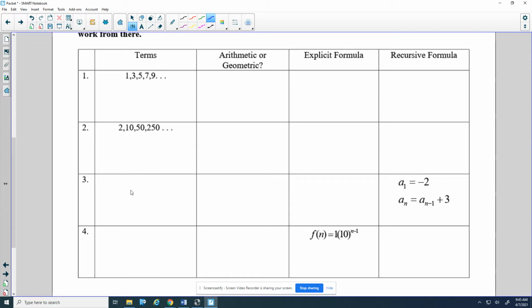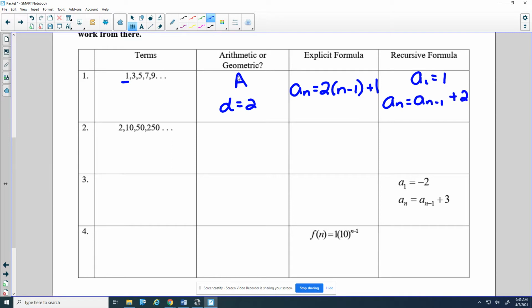Okay, so looking at my first one, I see that we have arithmetic because we have an adding pattern with a d value of 2. So that means my explicit formula, a sub n equals d, which is 2, times n minus 1, plus a sub 1, and a sub 1 is 1. Recursion, I'm starting with a 1. To get to the next term, I take the term that came before it, and I add 2.